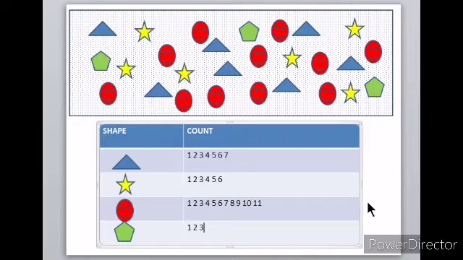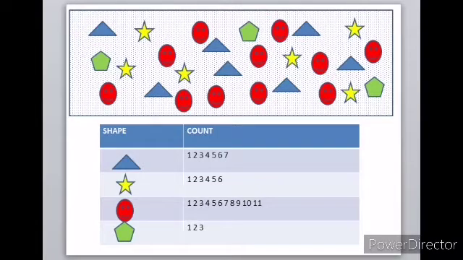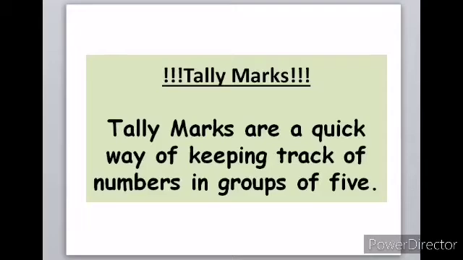A very easy method which we can use to keep track of the data and to group it. Okay, what is that? That is called tally marks. Yes, tally marks are a quick way of keeping track of numbers in groups of 5. Quick and very easy. We need not keep on writing numbers 1, 2, 3 like that, because then it will become confusing for us.